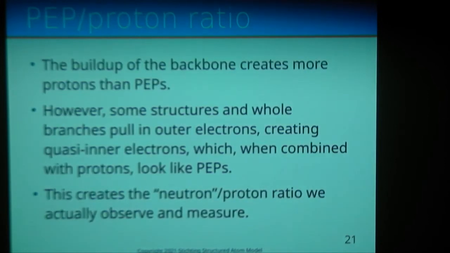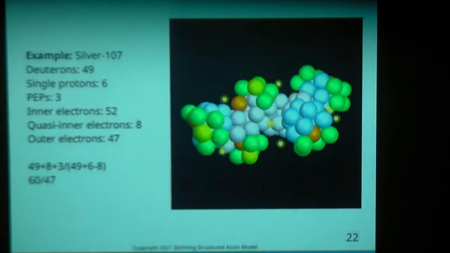We therefore must differentiate between the atomic number of an element and the pep proton count. A deuteron therein counts as one pep and one proton, unless it is offset by a quasi-inner electron pulled in by the branches, then it counts as two peps. This creates the pep or neutron to proton ratio we actually observe and measure. Let's look at an example.